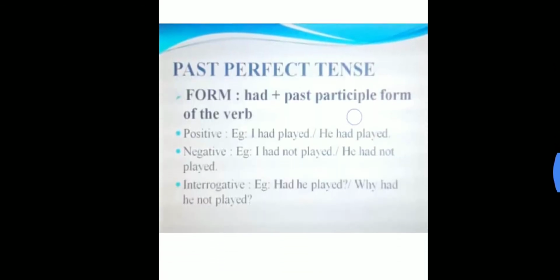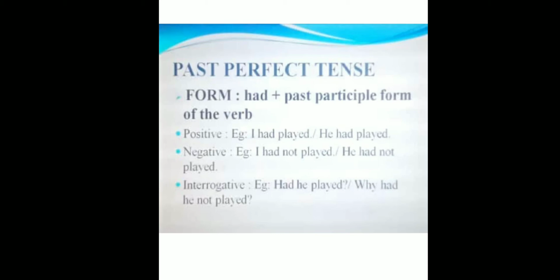So let's get further with past perfect tense. Past perfect tense form, you can see on the screen, had plus past participle. So past participle means V3, verb third form. So subject plus had plus past participle. Here we don't have an option.